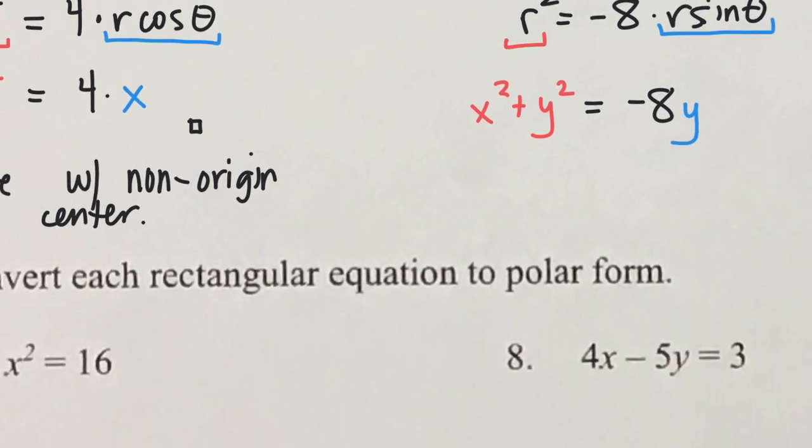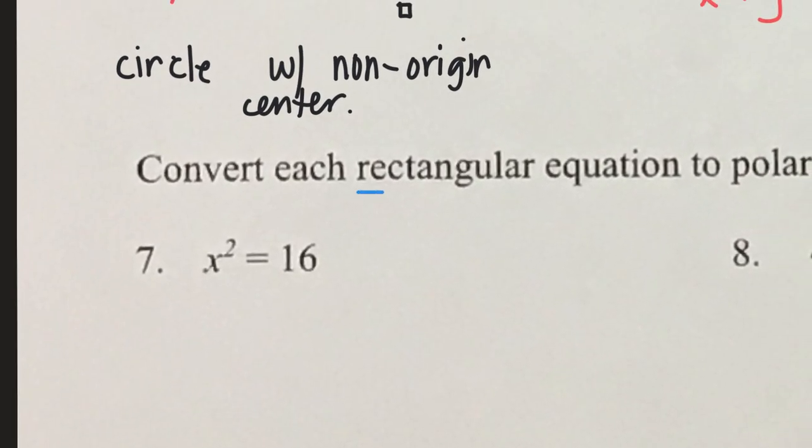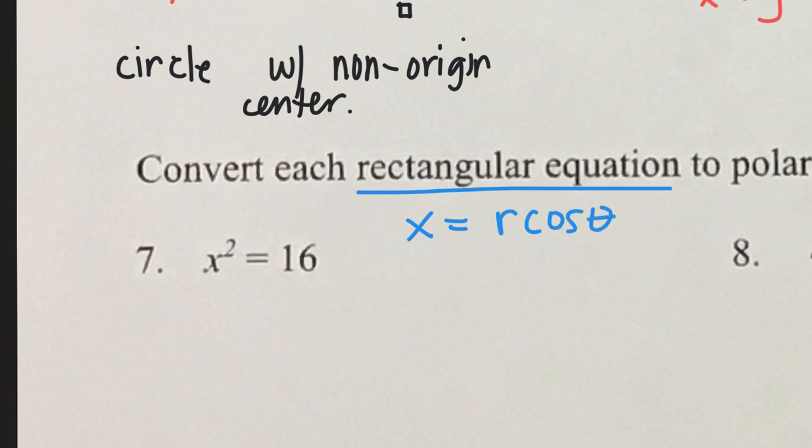Okay, so let's go the other way. Convert each rectangular equation into polar. So if we have x, we can replace x with r cosine theta. If we have y, we can replace that with r sine theta. Okay? And if we have theta, then we're going to do some other things.